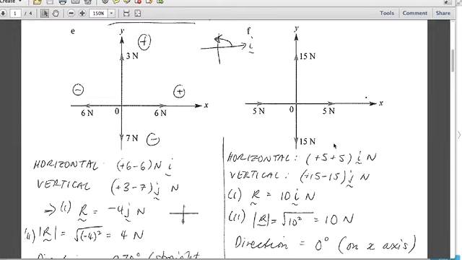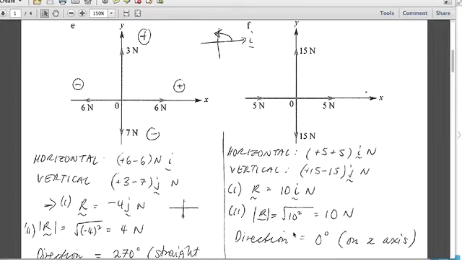So to measure the angle for this, it's going to be 0 degrees. And the magnitude of this force, because our resultant force is just the 10I that we had here, 10I newtons, the magnitude is the square root of 10 squared.